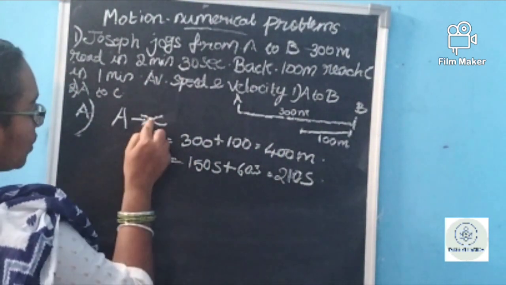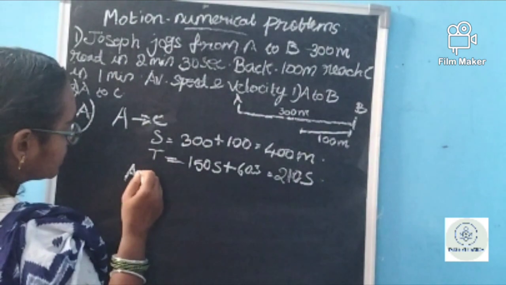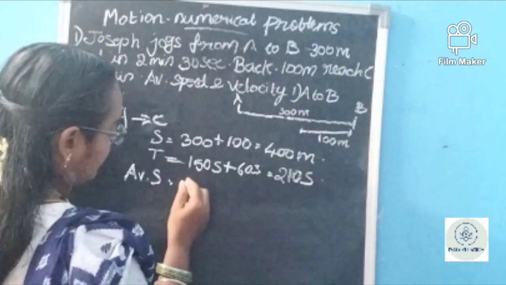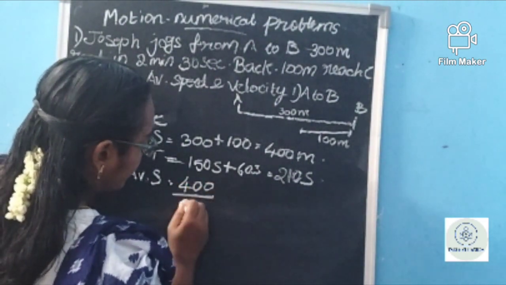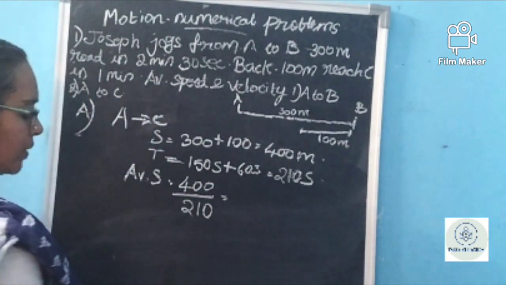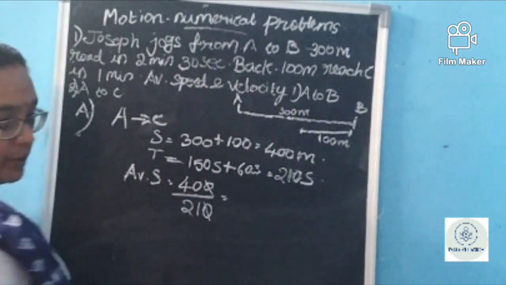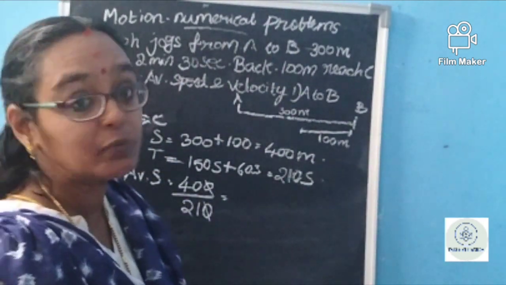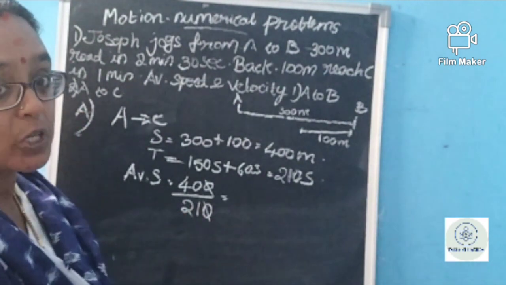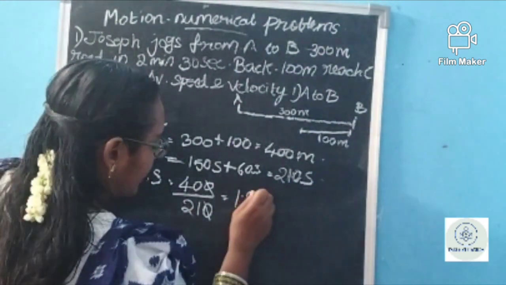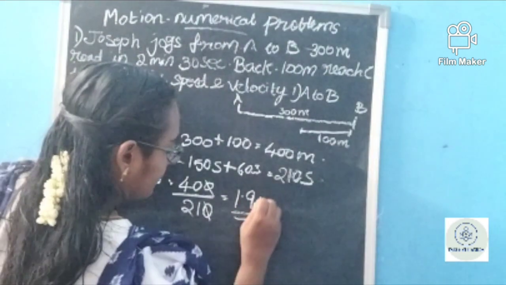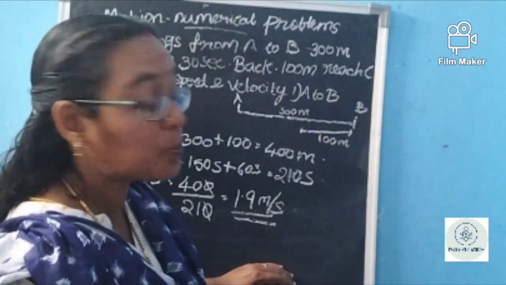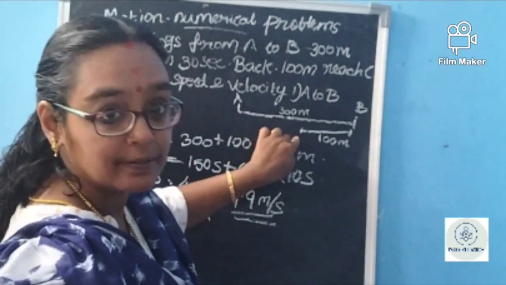So what will be average speed? Average speed is equal to total distance divided by time, that's equal to 400 by 210. We can cut it off, 40 by 21. 21 into 2 is equal to 42. Here 41, 40 only. So it will be almost 1.9 something meter per second. So this is the average speed from A to C.